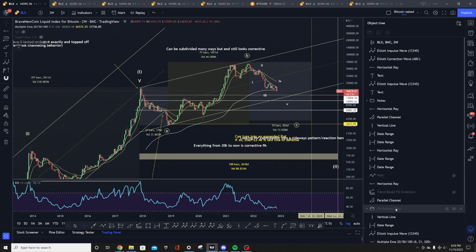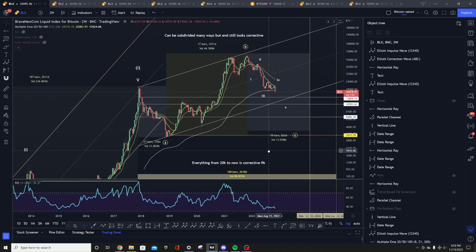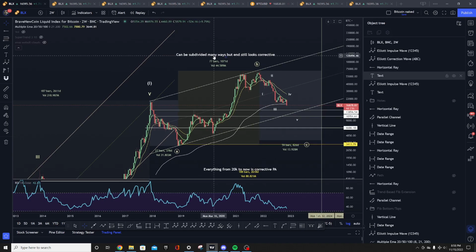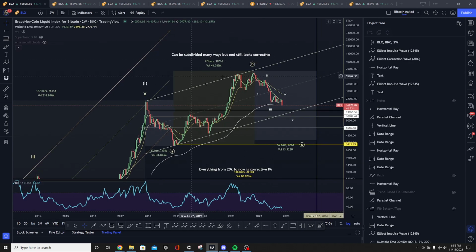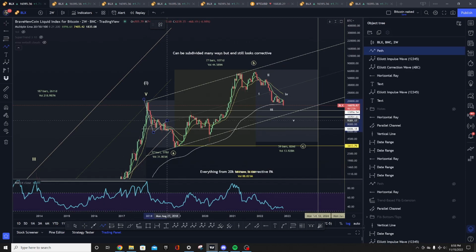Let me take this out. I don't know what we have to work with. This can be subdivided many ways, but to me, I think it's corrective. I think it's a 3-wave move, something like this. Now we're in a C wave leg, something like that.